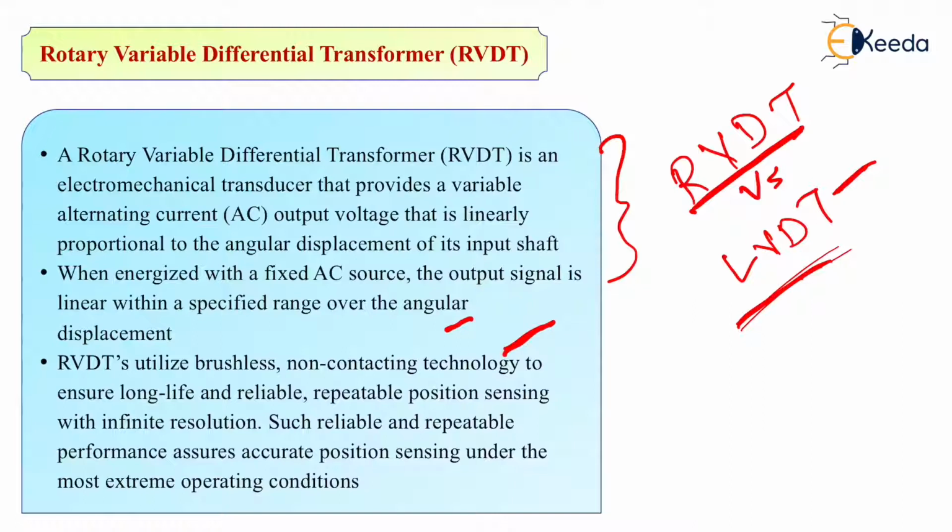So it utilizes brushless non-contacting technology to ensure long life and reliable, repeatable position sensing with infinite resolution. Such reliable, repeatable performance gives us the most accurate position sensing under the most extreme operating conditions. So this is the advantage of RVDT, that because of its brushless non-contacting technology, it has a very long life and is reliable.